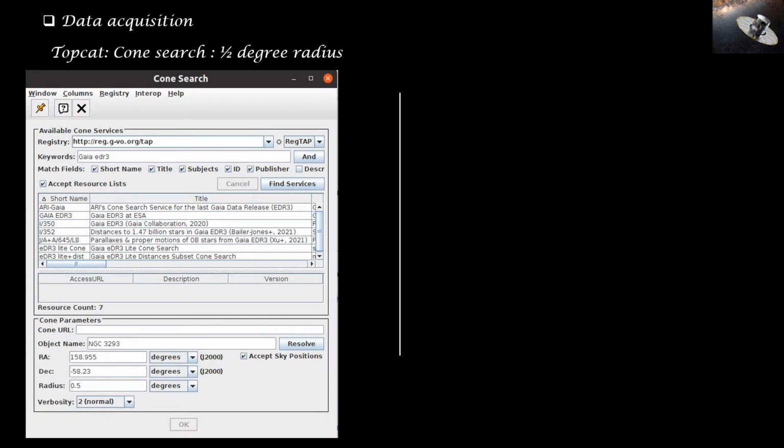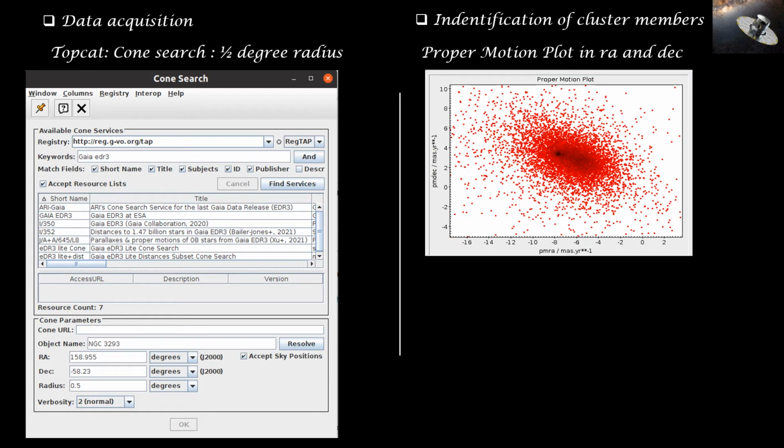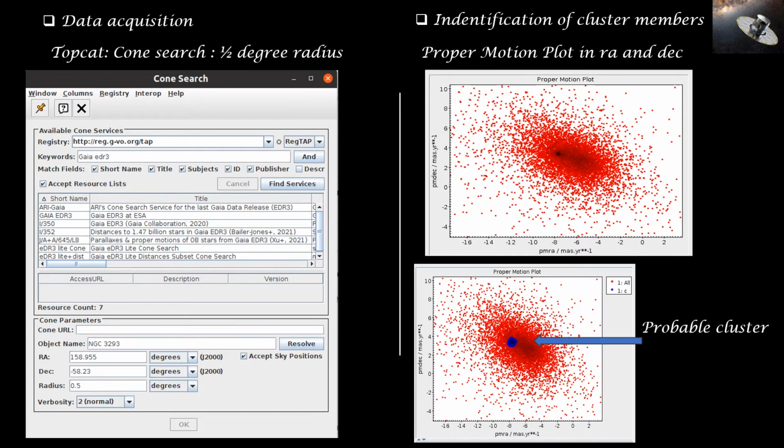I acquired the data using a cone search of half-degree radius. Then I plotted proper motion in right ascension versus proper motion in declination. The non-cluster members in the field of view have random proper motions, so I selected the high-density regions shown in blue as my probable cluster.